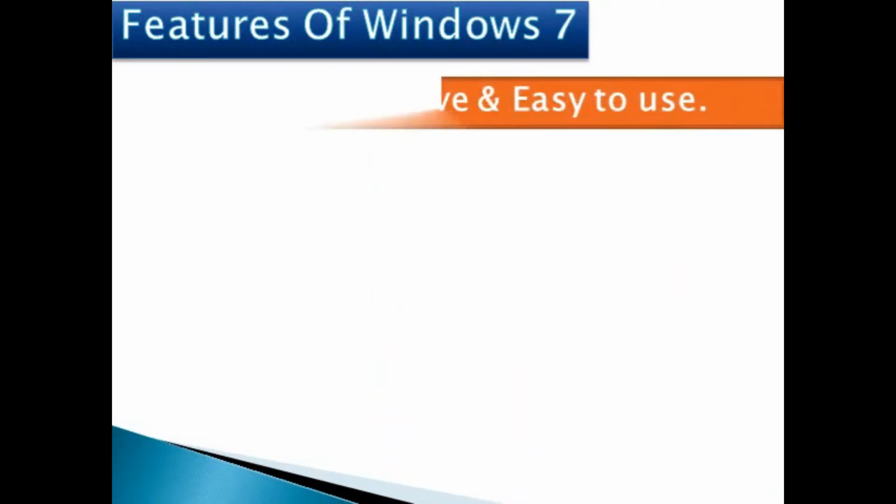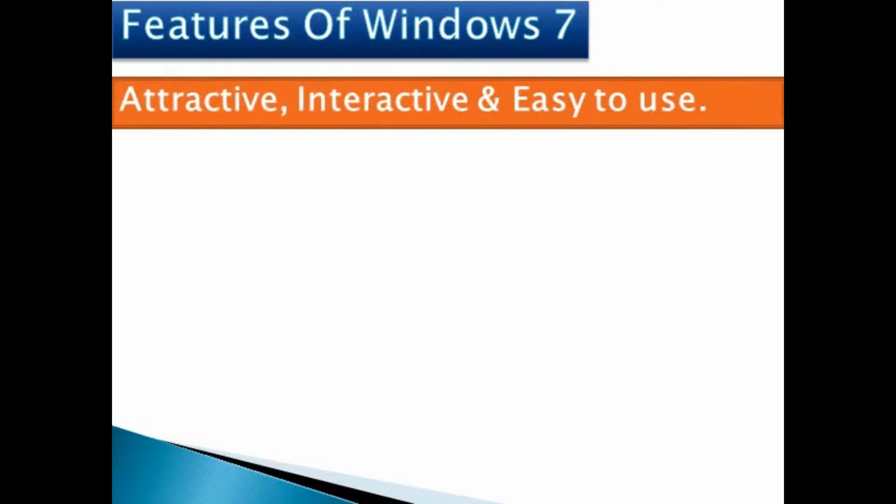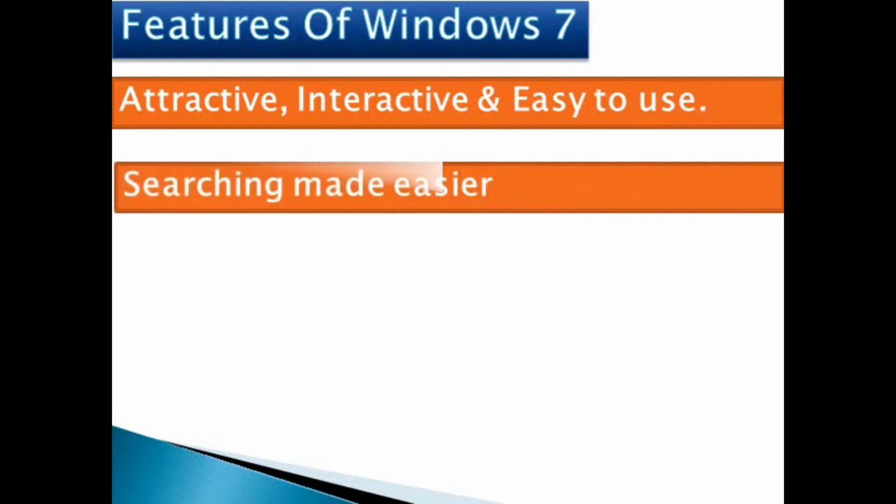Windows 7 has a very attractive appearance with colorful themes, gadgets, thumbnail previews, etc. The use of graphics makes it quite interactive. It works the way we want and makes new things possible. Using Windows 7, we can quickly search any file or folder in our computer.